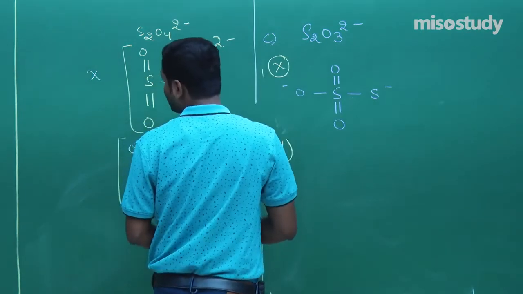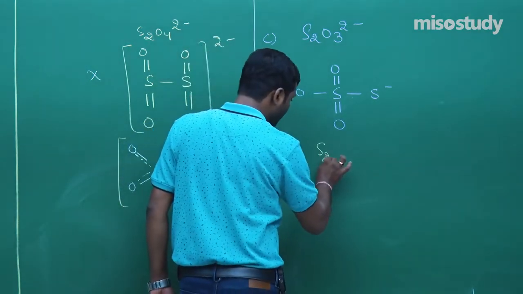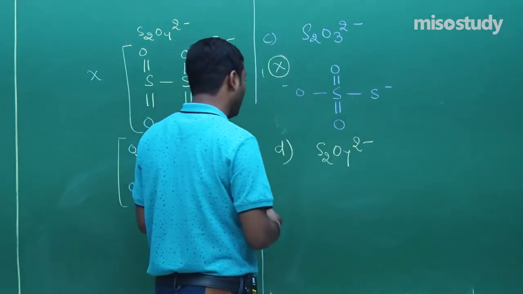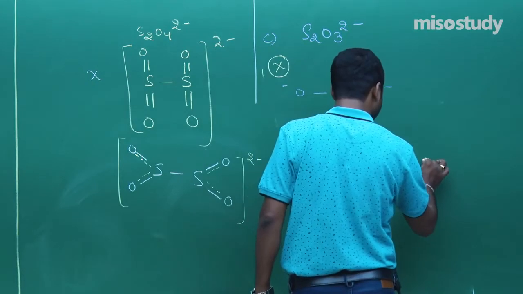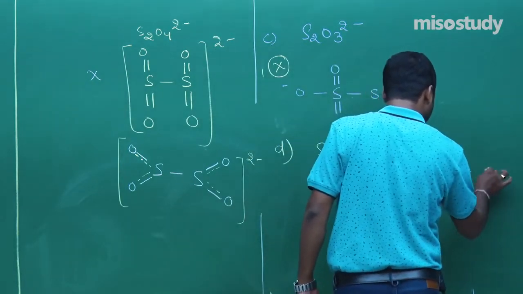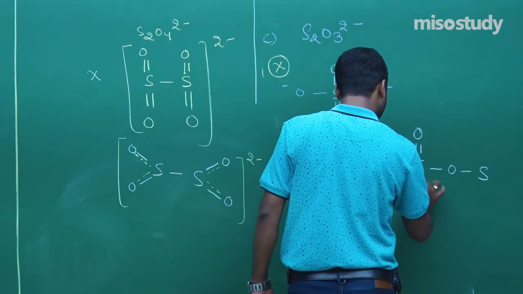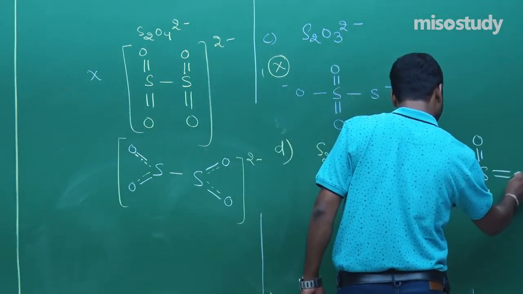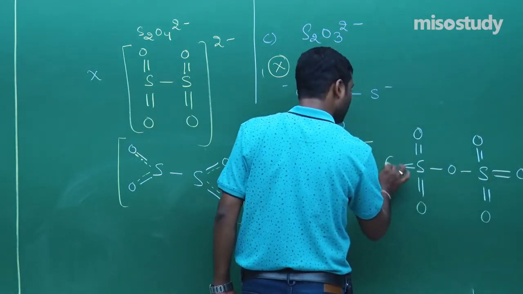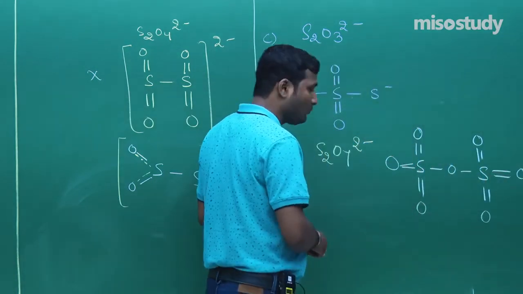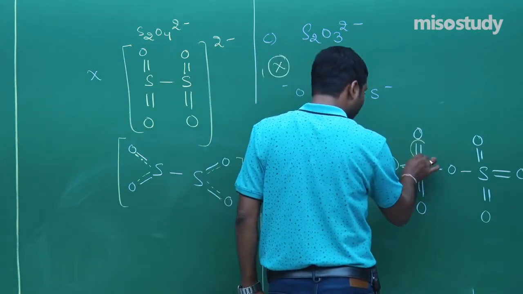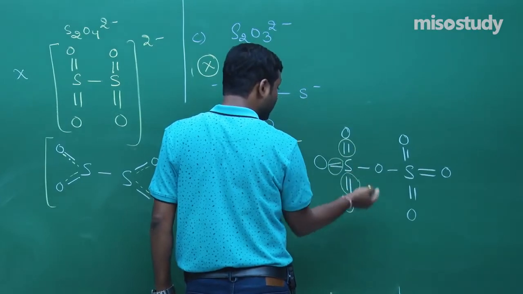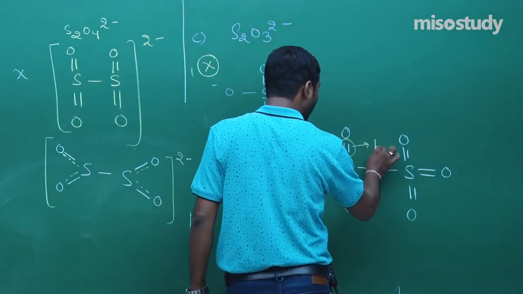Now check out the D option. What is the D option here? S2O7 2-. Yes, sir. This one is the D option. Now how to write it down? That is S. This one is O. This one is S. Check it out. One more thing I may mention. Sulphur has valency only 2. But here you can count 2, 2, 4, 2, 6 and 7 not. This is actually the coordinate linkage.